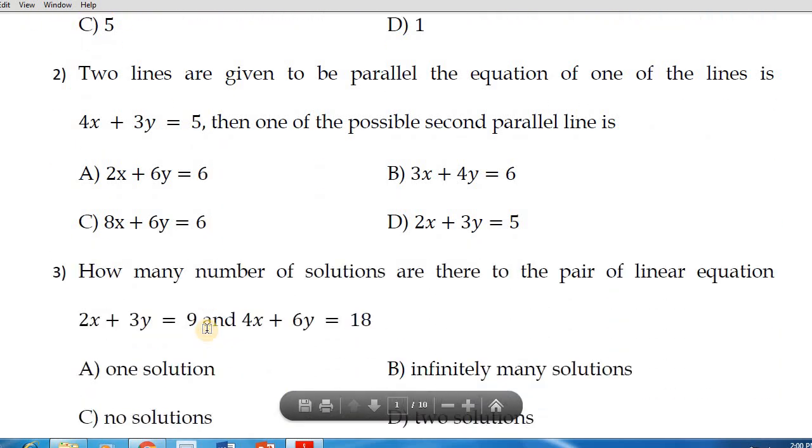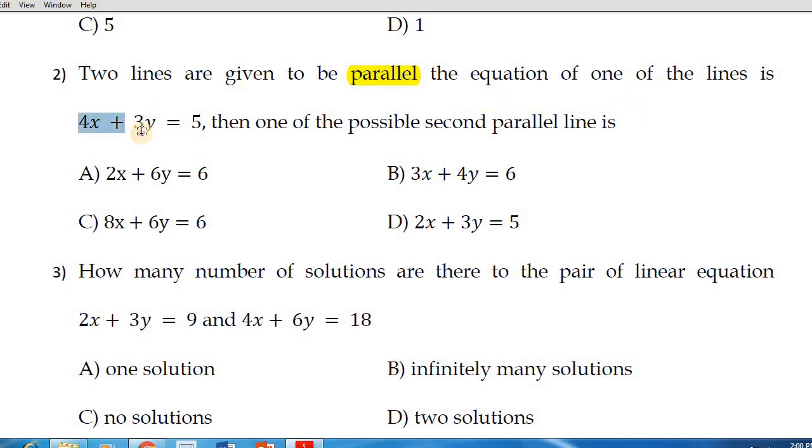Next, let us move on to another question. Two lines are given to be parallel, means two lines are parallel to each other. The equation of one of the lines is 4x plus 3y equals 5. Then one of the possible second parallel lines is. So here they have given one equation and they are saying the two equations are parallel. So which would be the second equation which makes the equations parallel? That is a very important thing.